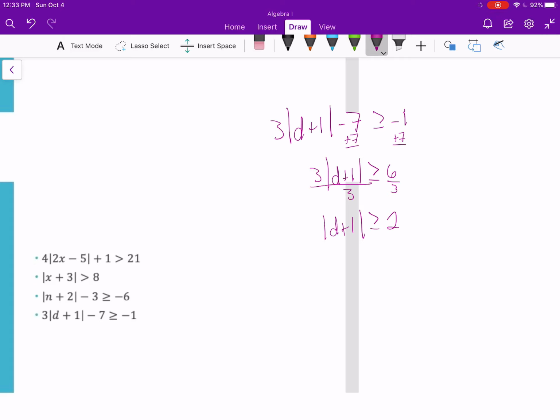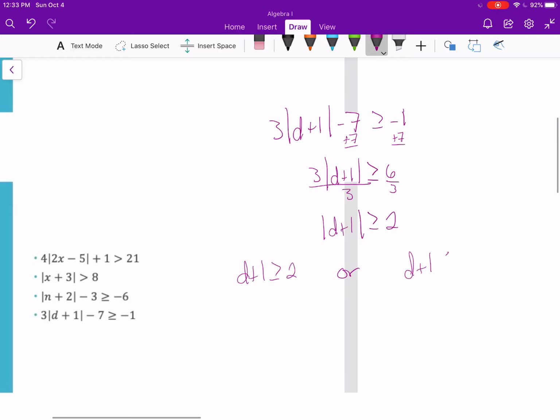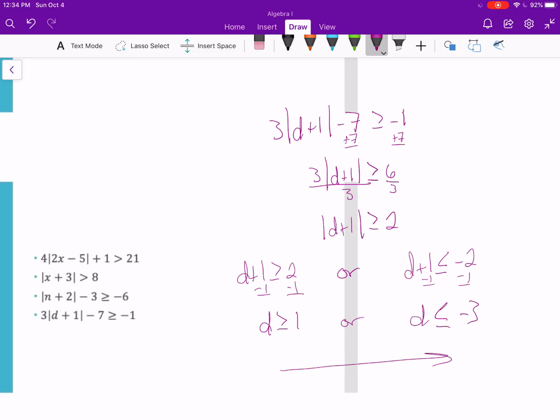It's greater than, so it's an or. So d plus 1 is greater than or equal to 2, or d plus 1 is less than or equal to -2. Go ahead and solve. D is greater than or equal to 1, or d is less than or equal to -3. Go ahead and graph it. -3 and 1. Closed circle going to the right, and a closed circle going to the left.